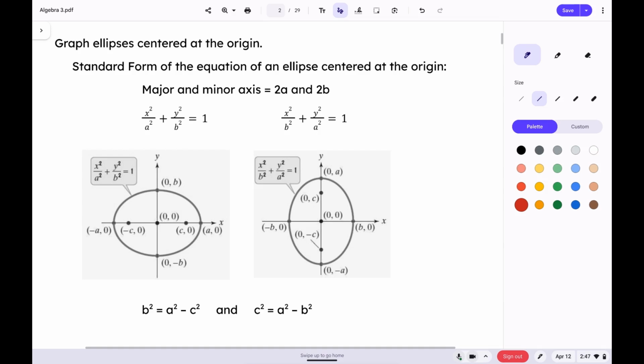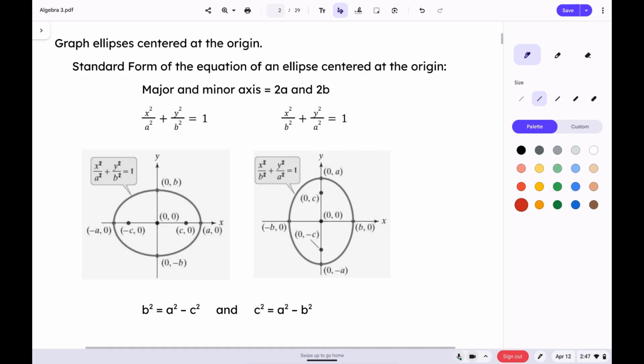On the bottom of the fractions, those denominators, that's when we see a little bit of a difference. On the left-hand side, you can see how the a squared is underneath the x. And on the right-hand side, you can see how the a squared is underneath the y. Okay, there's a reason why it's switching. The a squared and the b squared numbers are going to be filled in with some numerical value for us.